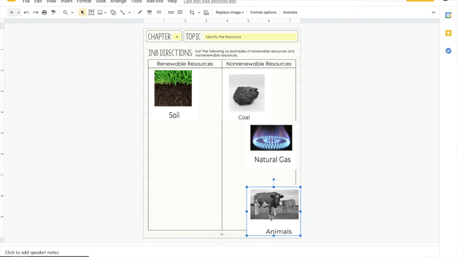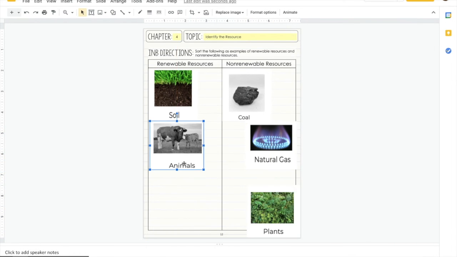Our next resource is animals. Are animals renewable resources or non-renewable resources? If you said renewable resource, that is correct. Please write animals on the renewable resource side.